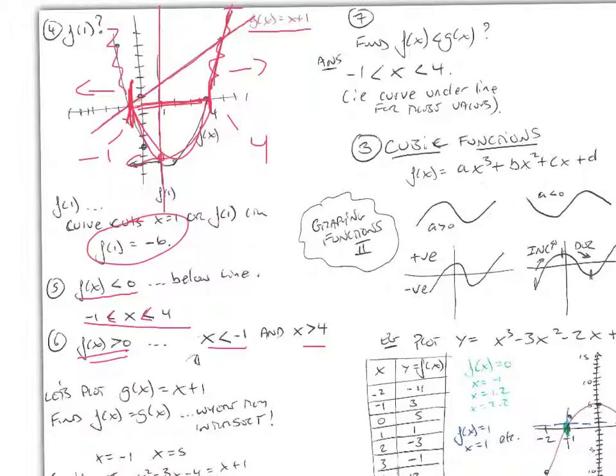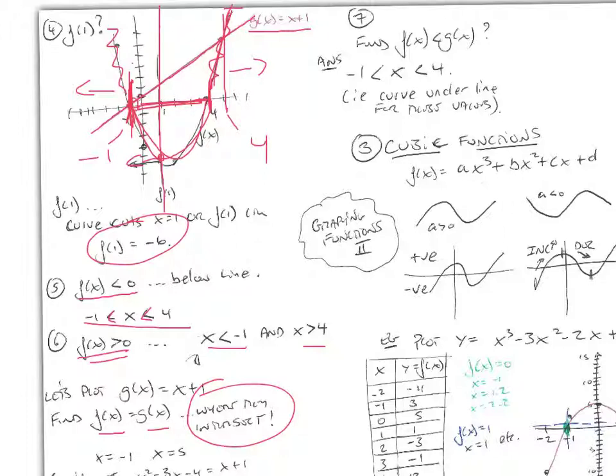And if we plot our g of x equals x plus 1 and find where f of x equals g of x. Well, f of x equals g of x. One graph equals the other wherever they intersect. So that's this point and this point here, whatever those points are.